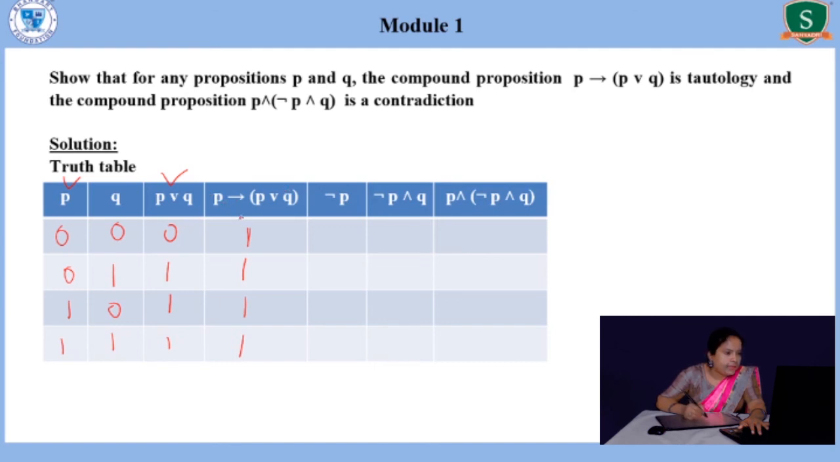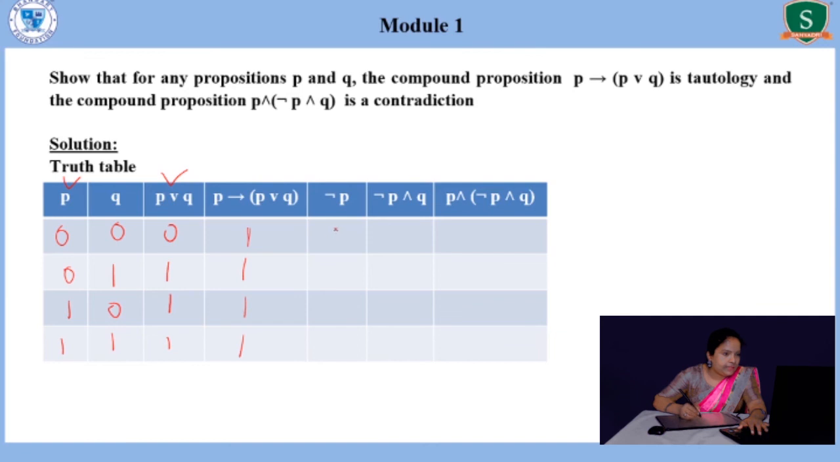Okay. Now we got the truth values of the compound proposition P conditional P or Q. It is true for all the truth values of P and Q. So it is a tautology. Okay, next we need to prove that P and negation P and Q is a contradiction.